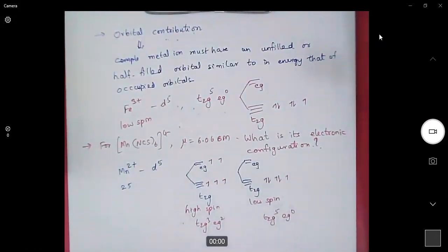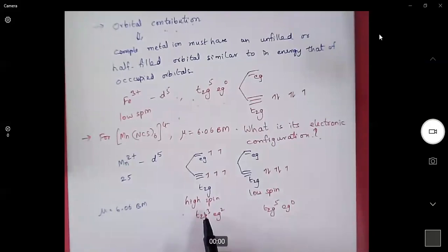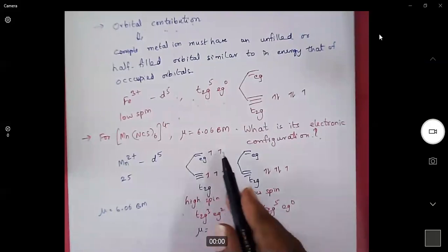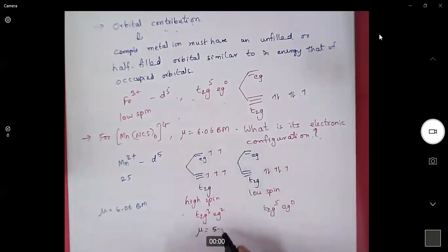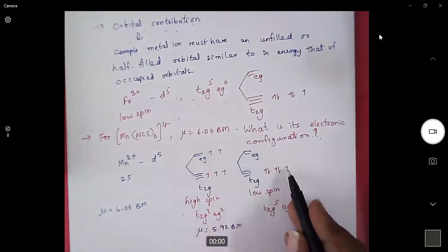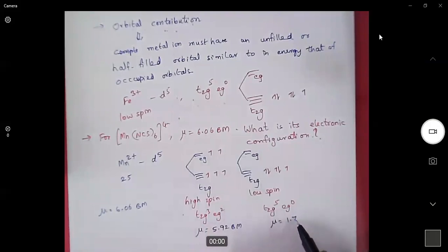Now, what is the magnetic moment given? The magnetic moment given is 6.06 Bohr magnetons. Now we will try to calculate the magnetic moment from these two electronic configurations. Here, there are 5 unpaired electrons, so it will have 5.92 Bohr magnetons. Here we have only one unpaired electron, so the magnetic moment will be 1.73 Bohr magnetons.